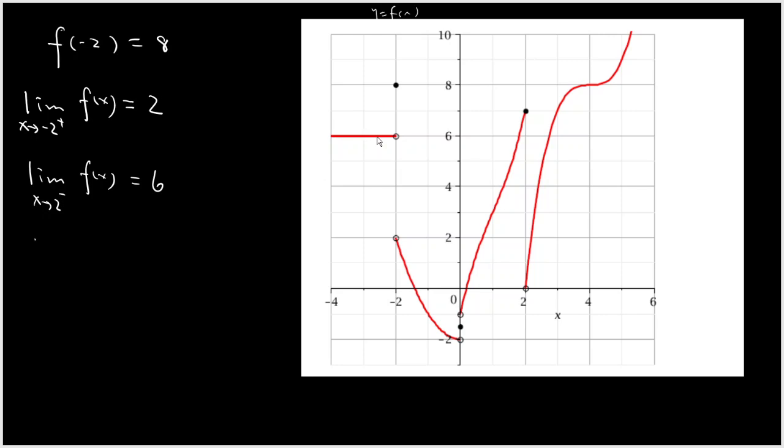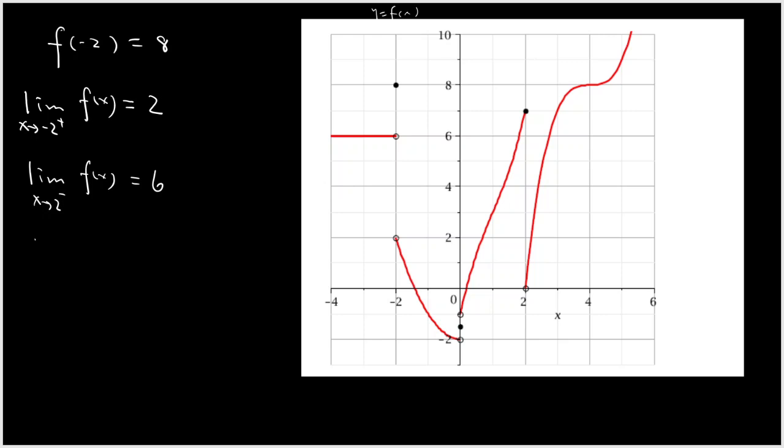This time you see these three numbers are all different. The value of the function at -2, the limit of the function as x approaches -2 from the right, and from the left. You see 8, 2, 6 are all different. So by that we mean, now listen to me, the limit of the function has nothing to do with the value of the function. In this particular case, the limit of the function as x approaches -2 has nothing to do with the value of the function at -2.